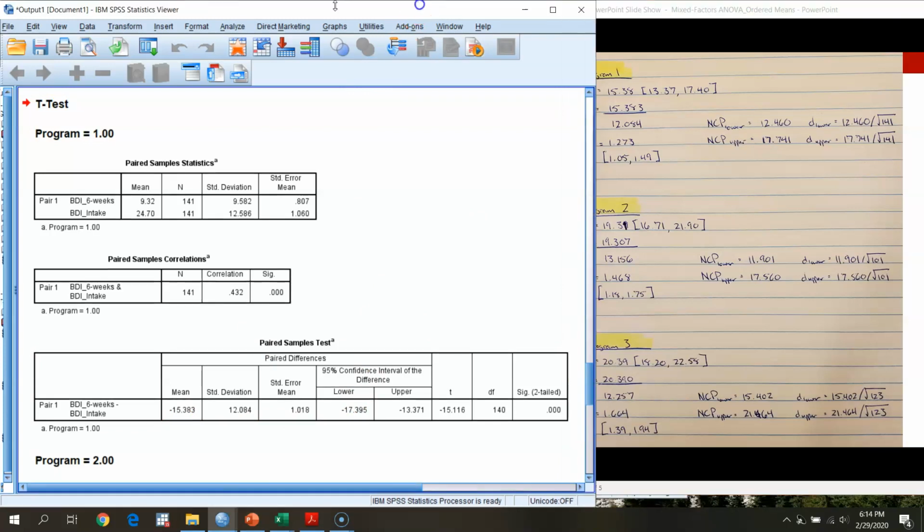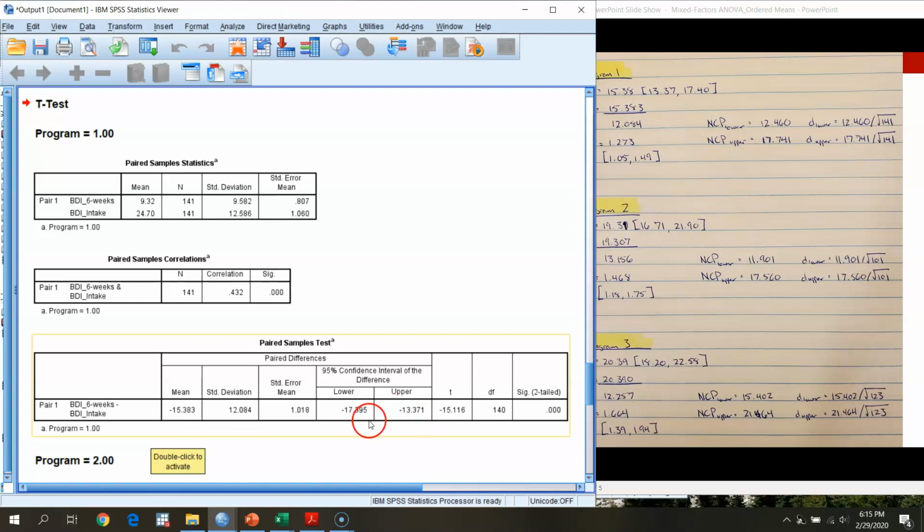For program 1, our mean reduction is a reduction of 15.38 points on the BDI. That's pretty strong. That's a big reduction, right? But this is my best guess. My best guess for any group of individuals going through program 1 is an average reduction of about 15.38. But I know that's not going to be my true population effect.